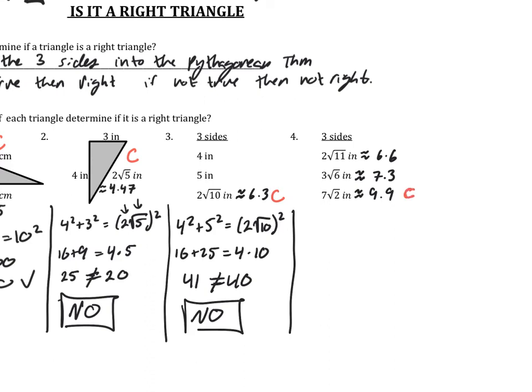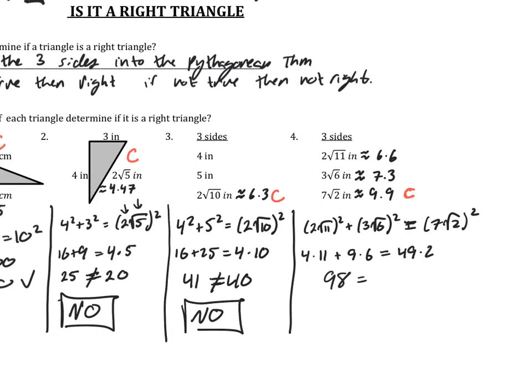So let's apply the Pythagorean theorem and see if it holds. So 2 times the square root of 11 squared plus 3 times the square root of 6 squared, and then we want that to perhaps equal 7 times the square root of 2 squared. All right, so we're going to get 4 times 11 plus 9 times 6 equals 49 times 2. So we're going to get 98 equals 98. There we go, which is true. So yes, this is a right triangle.